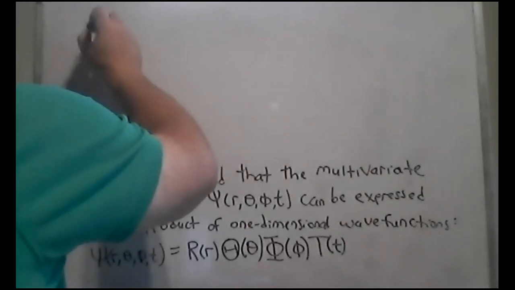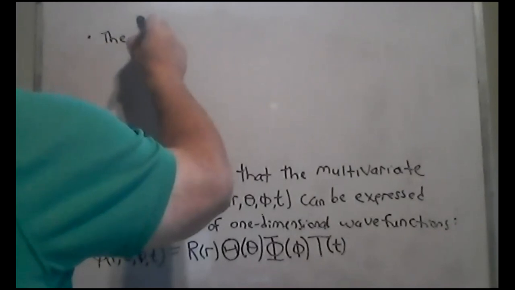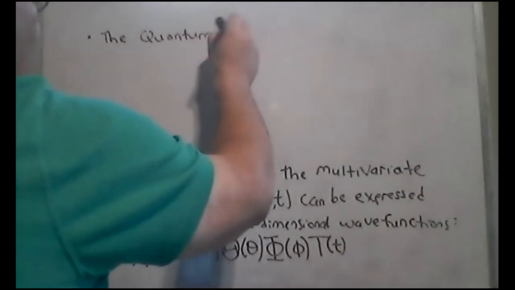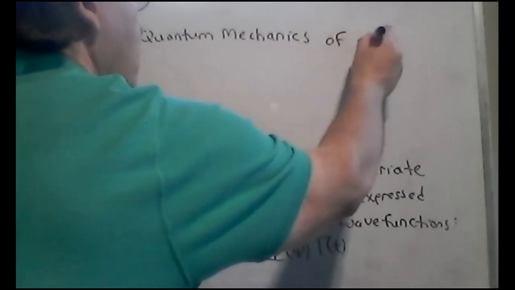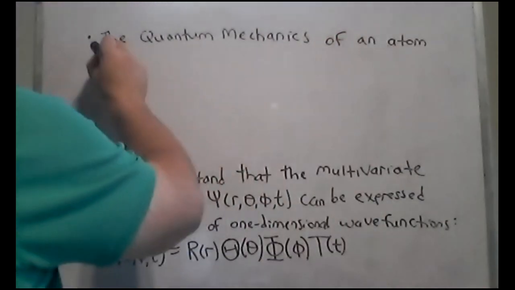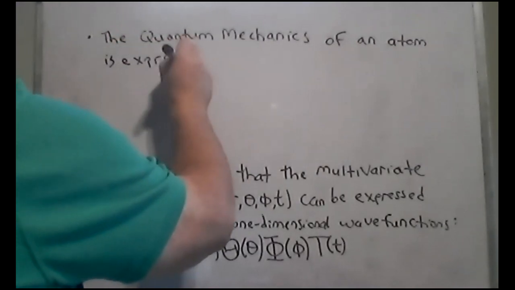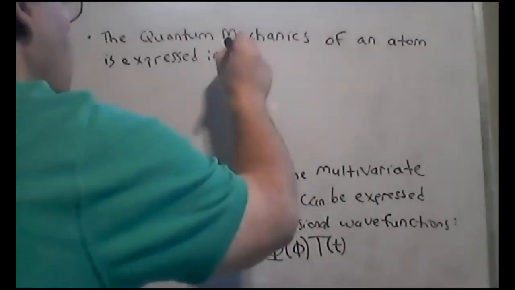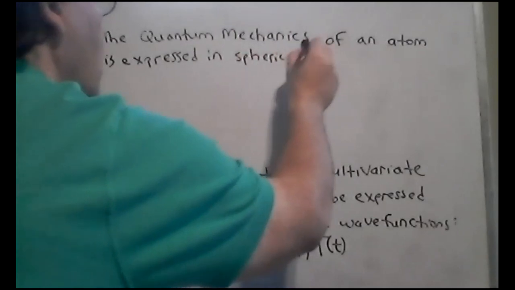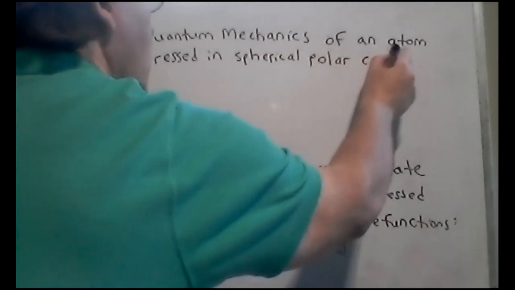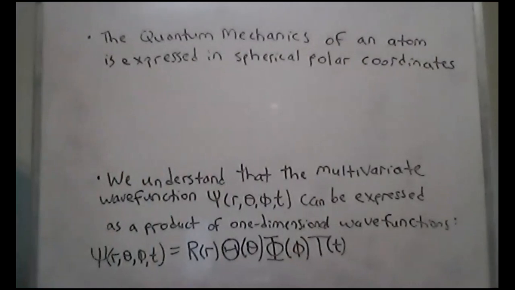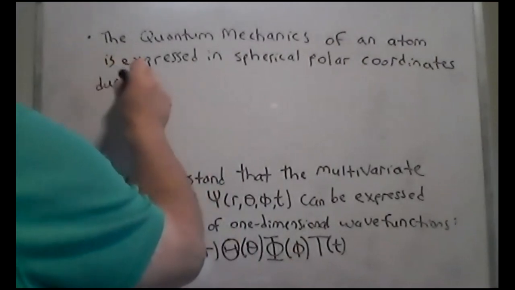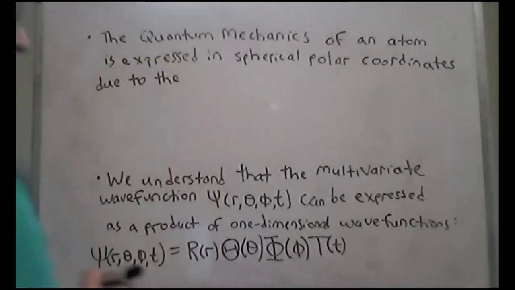And remember what this actually means. The quantum mechanics of an atom, since we're doing atomic physics, is expressed in spherical polar coordinates, due to the spherical symmetry of atoms. You choose a coordinate system because of the symmetry. You make the problem as easy as possible.